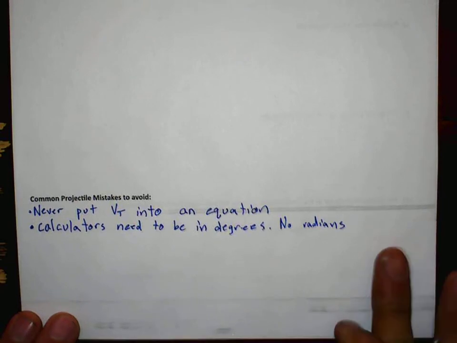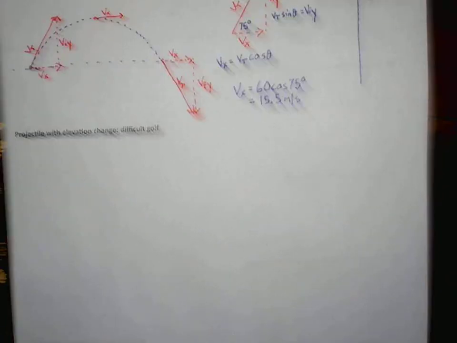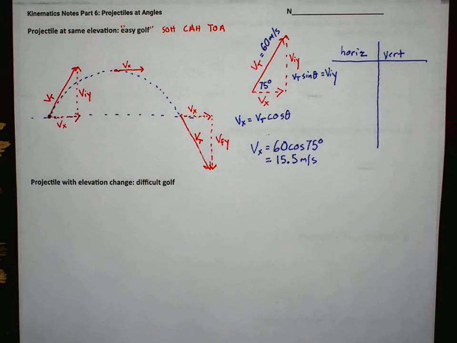Tim? We should get to degrees. How do you do that? Yeah. Okay, good question. You hit mode, which is right next to the second key.